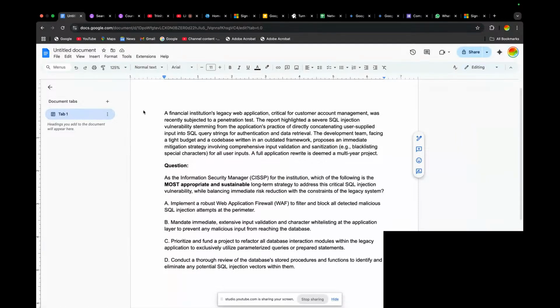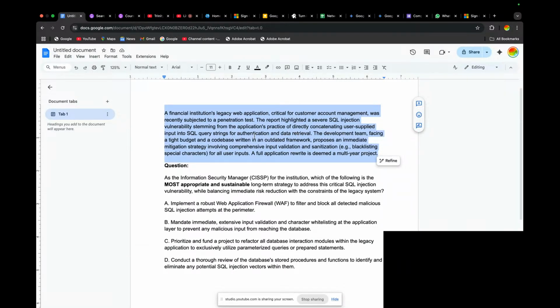Okay, so let's look at the CISSP question of the day. So here's the question. A financial institution's legacy web application, critical for customer account management, was recently subjected to a penetration test. The report highlighted a severe SQL injection vulnerability stemming from the application's practice of directly concatenating user-supplied input into SQL query strings for authentication and data retrieval.